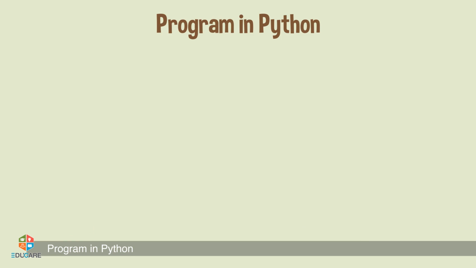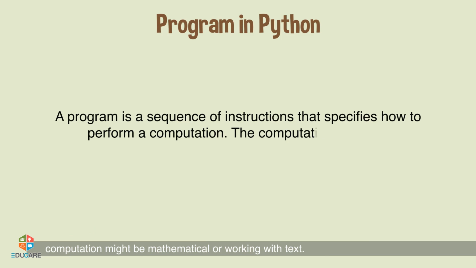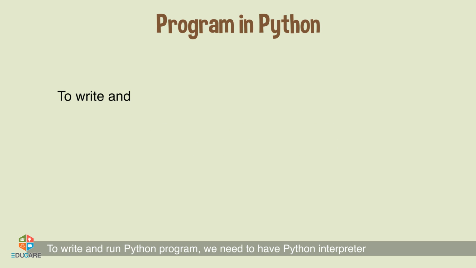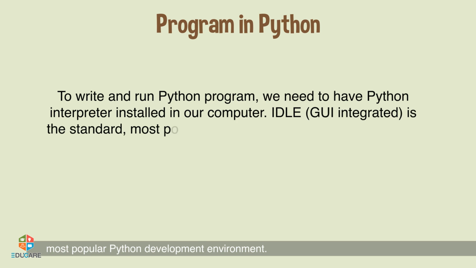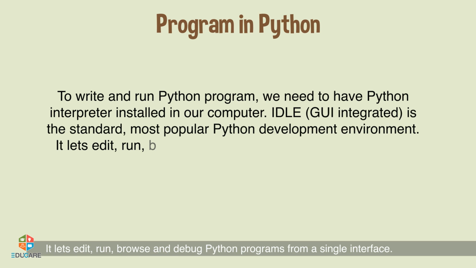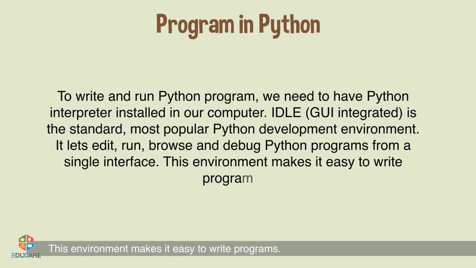Program in Python. A program is a sequence of instructions that specifies how to perform a computation. The computation might be mathematical or working with text. To write and run a Python program, we need to have the Python interpreter installed in our computer. IDLE GUI, Integrated Development Environment, is the standard, most popular Python development environment. It lets you edit, run, browse, and debug Python programs from a single interface. This environment makes it easy to write programs.